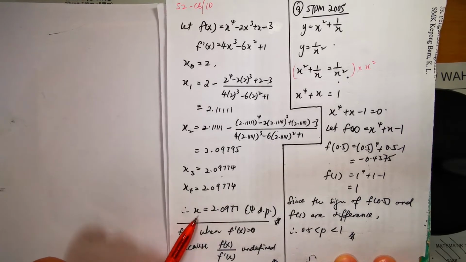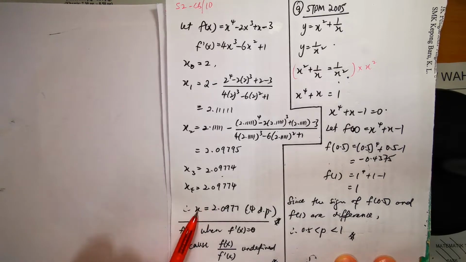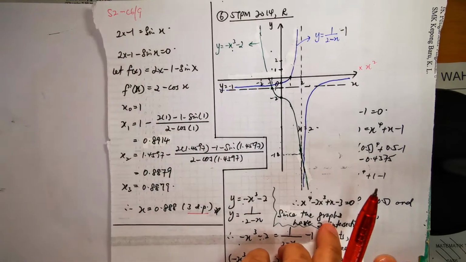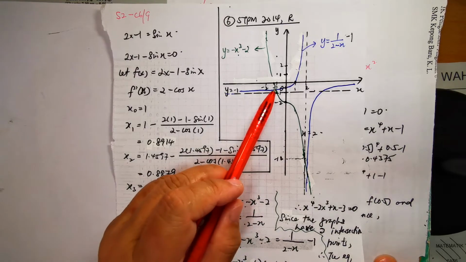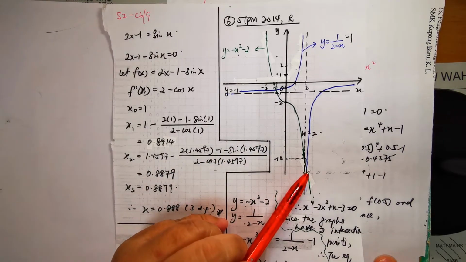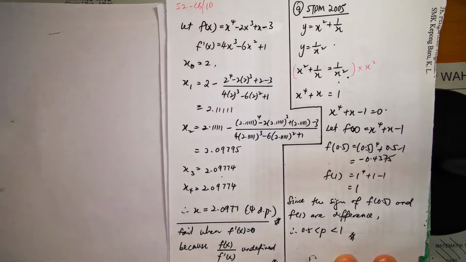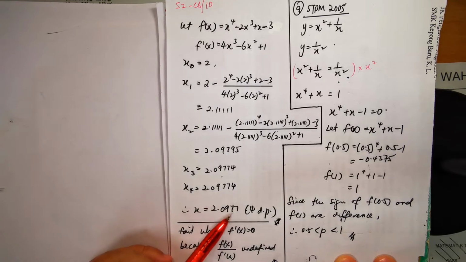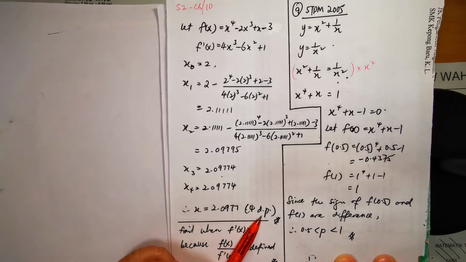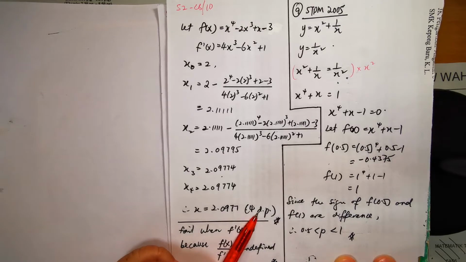Therefore, the positive root, because the question wants the positive root. It's clear that of the 2 intersection points, one is negative, one is positive. The question wants the positive root, which is 2.0977, converted to 4 decimal places. This one must be written.